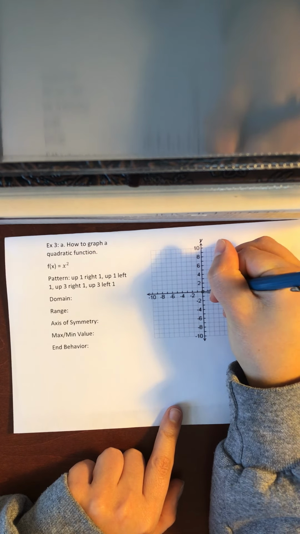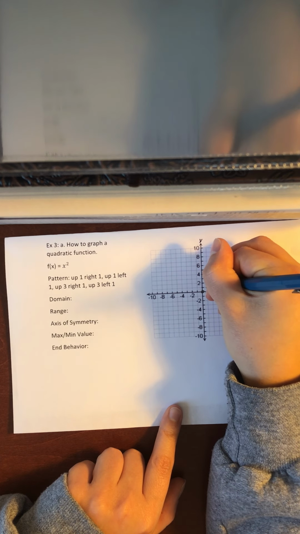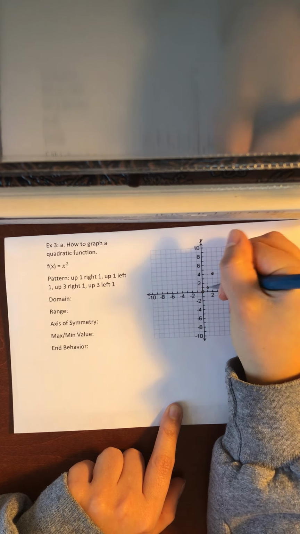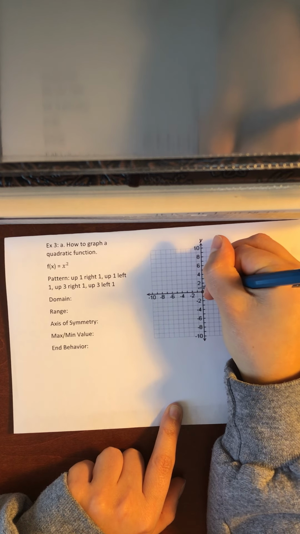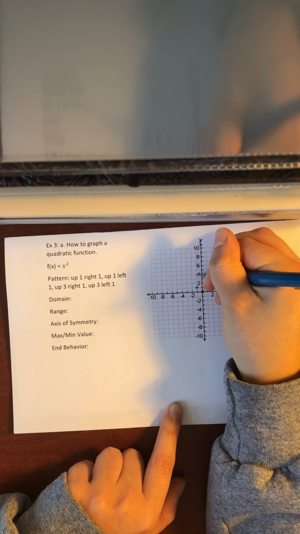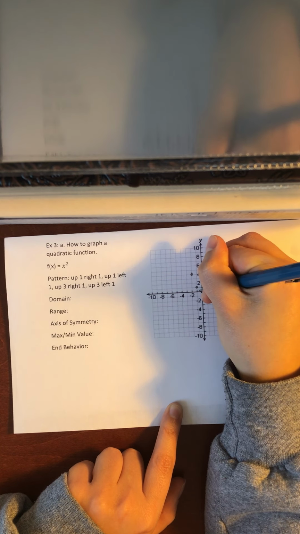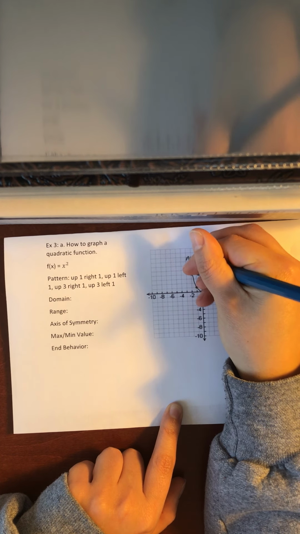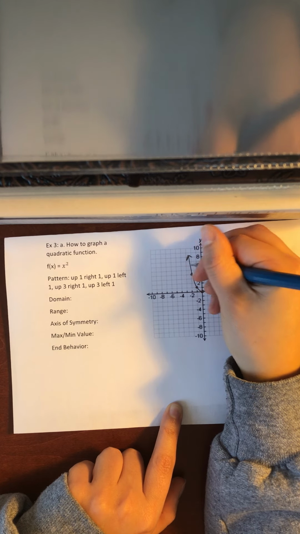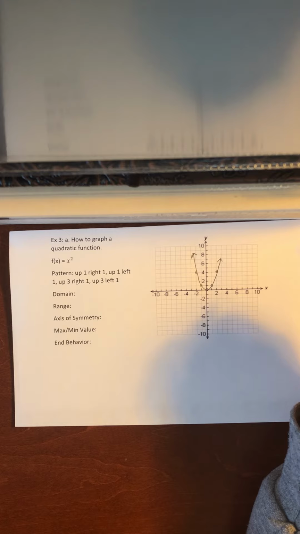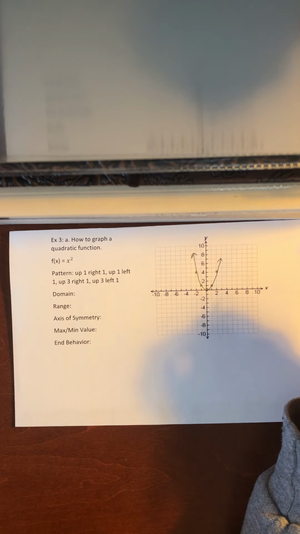Okay, so we have our first point at 0, 0, up 1 over 1, up 3 over 1, and then it'll go up 5 over 1. You can graph that if you want. You don't have to. Like that. And it makes that U shape, which we've talked about with throwing a ball, fountains, all different kinds of examples we talked about. The arch we talked about in architecture.